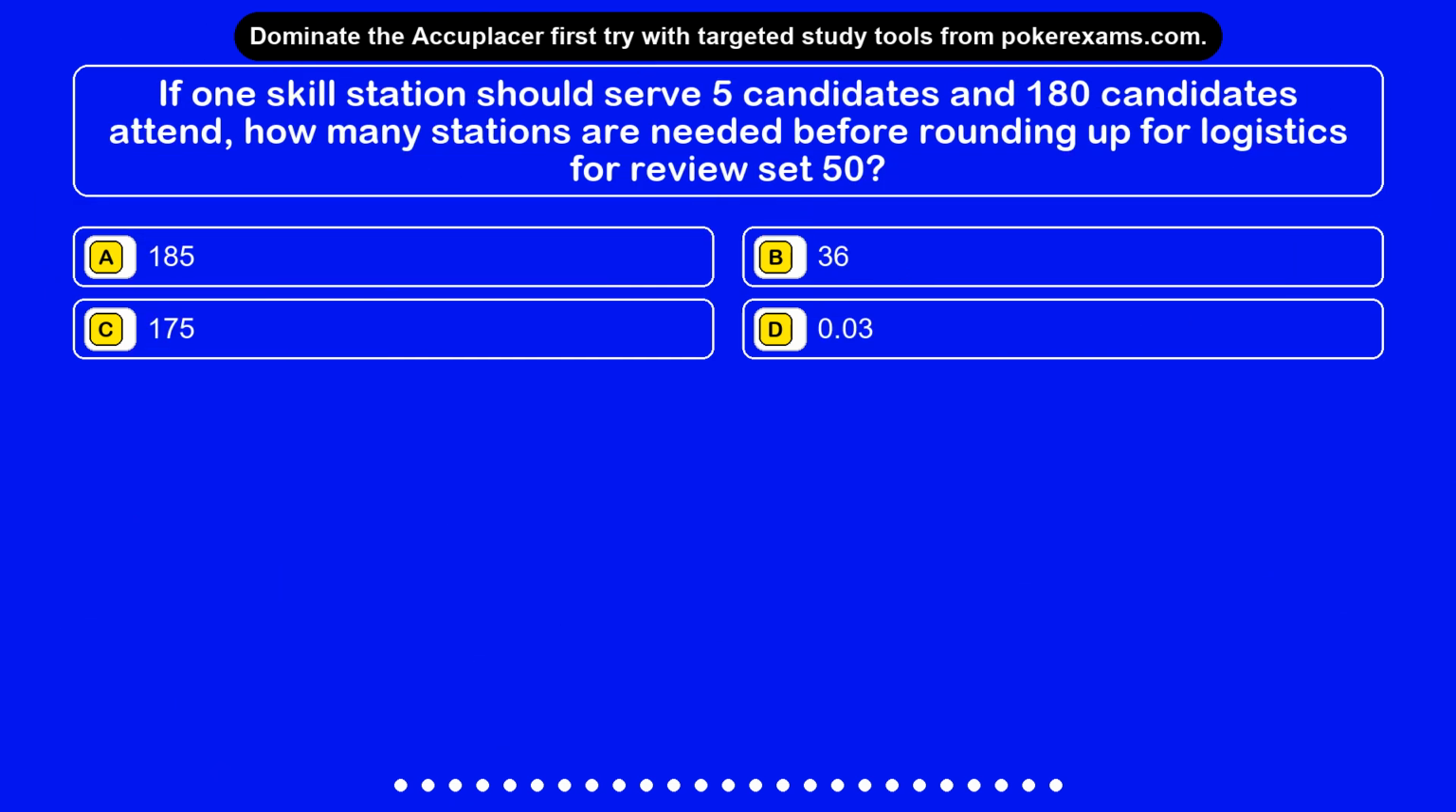Question 5. If one skill station should serve 5 candidates and 180 candidates attend, how many stations are needed before rounding up for logistics for review set 50? Option A, 185. Option B, 36. Option C, 175. Option D, 0.03.